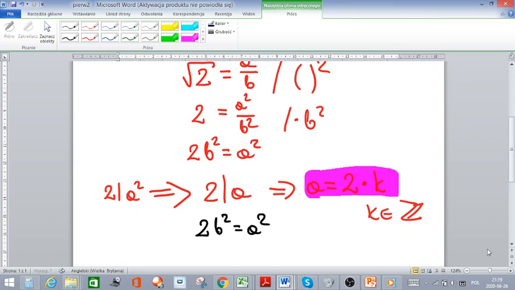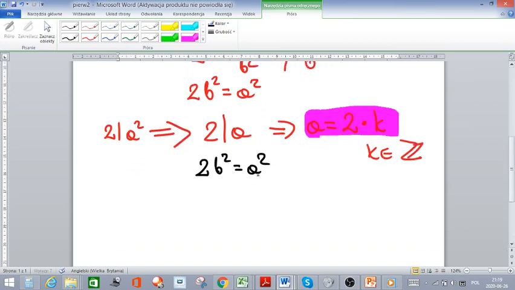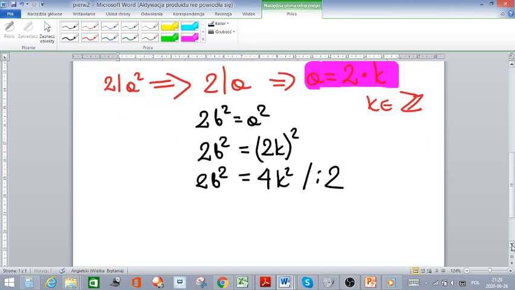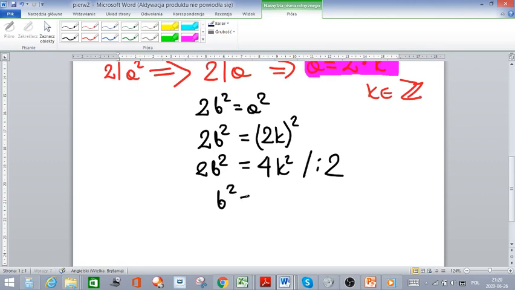Okay, and now if we look at this bit, I will rewrite it. Now the a from here I'm going to substitute with 2k, and we are getting that 2b squared equals (2k) squared. The left hand side we're just going to leave as it is, but the right hand side of this equation, what do we get? We get 4k squared. Then we can divide both sides by 2, and we are getting that b squared equals 2k squared.